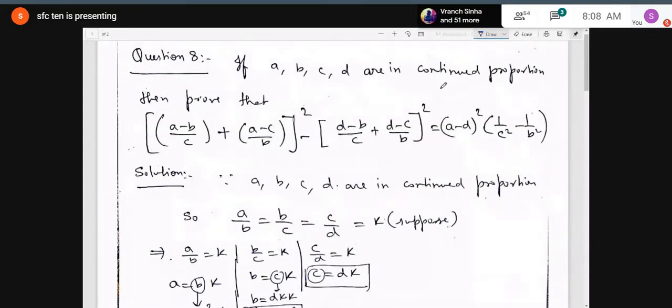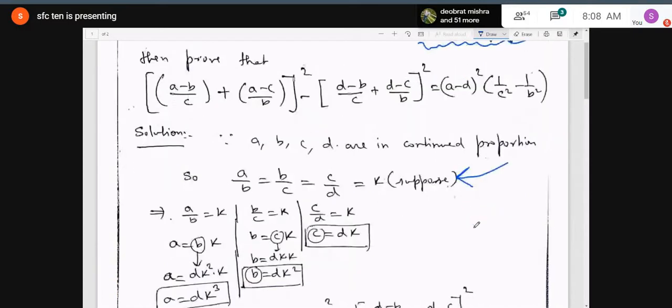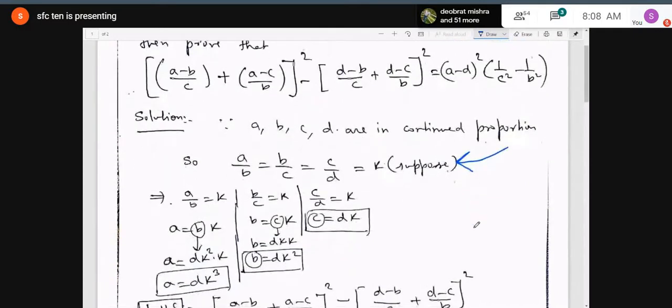In this question, because it is already given that A, B, C, D are in continued proportion, I have applied the K method over here. I have assumed that when A, B, C, D are in continued proportion, that means A upon B is equal to B upon C is equal to C upon D, and I have assumed all these equal ratios equal to K. Then A upon B is equal to K, we will get A is equal to BK. Similarly, B is equal to CK and C is equal to DK.